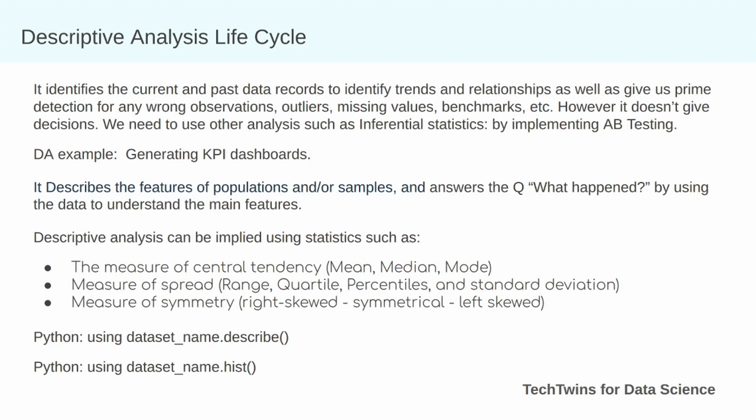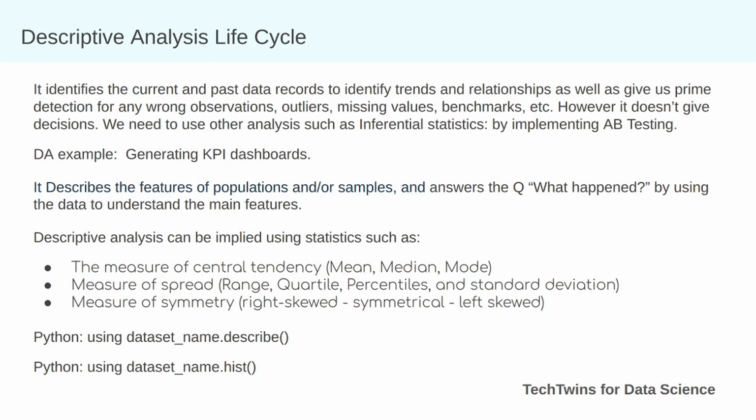It is the first step in data analytics. It identifies the current and past data records to identify trends and relationships, as well as give us prime detection of any wrong observations, such as outliers, missing values. It highlights also the benchmarks. However, it doesn't give decisions. We need to use other analysis, such as inferential statistics, by, for example, implementing A/B testing, but this is for another topic. Let's focus on DA.